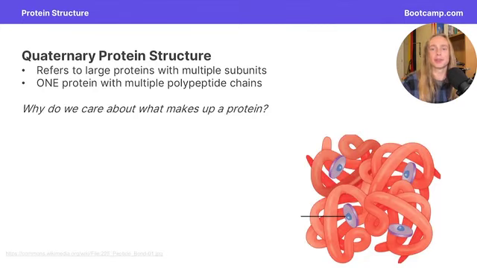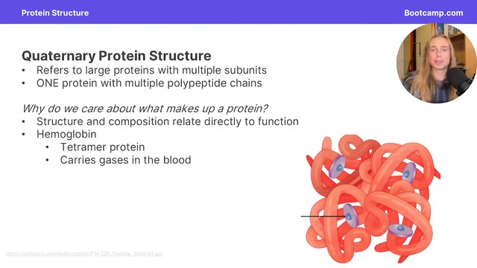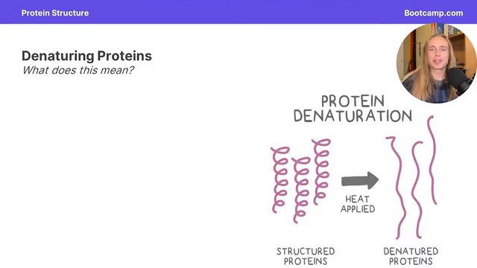Quaternary protein structure involves large proteins with multiple polypeptide units. Why might it be important for us to take into consideration the structures and the organization of each of these polypeptide subunits? So why this is important is because a protein's structure is directly related to its function. For example, if we look at hemoglobin, which is a tetramer protein, which means it has 4 subunits, we see that its function of being able to carry gases throughout the body is only possible due to its structure and its shape.